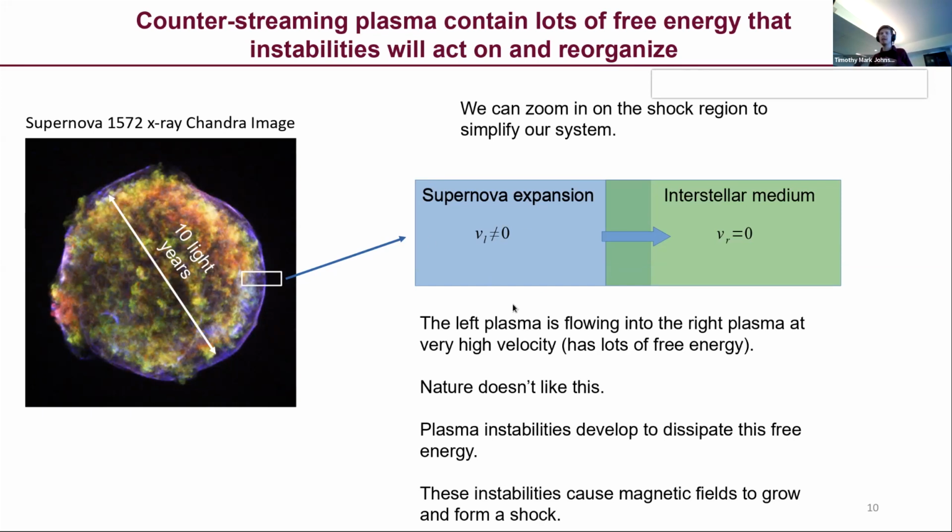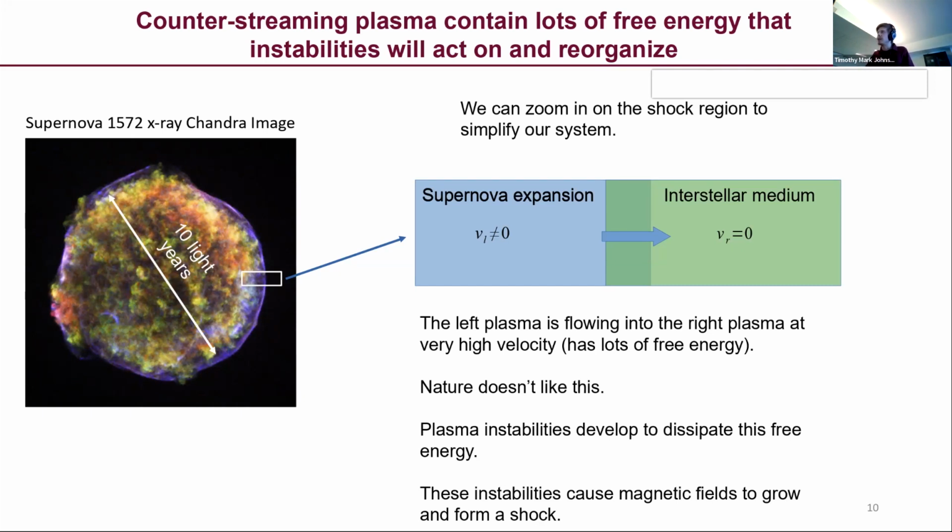And in general, nature really doesn't like to have this level of concentration of energy. It wants to operate to dissipate the free energy and to increase the entropy of the system. And so this system is inherently unstable to some plasma instabilities. And so these will develop to redistribute this free energy around.